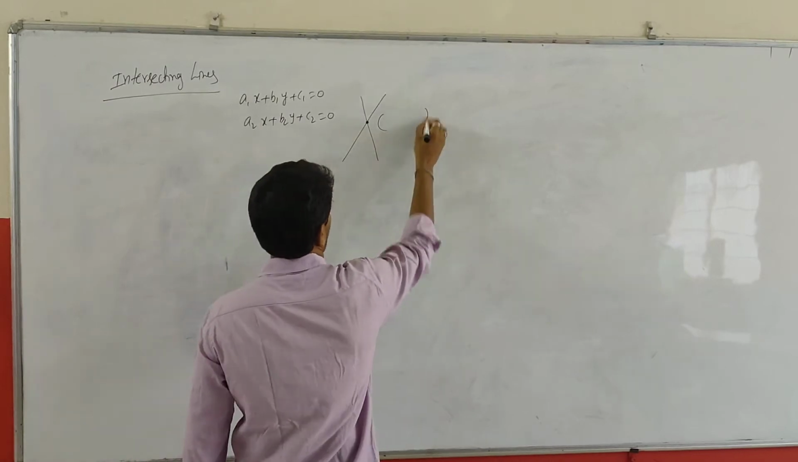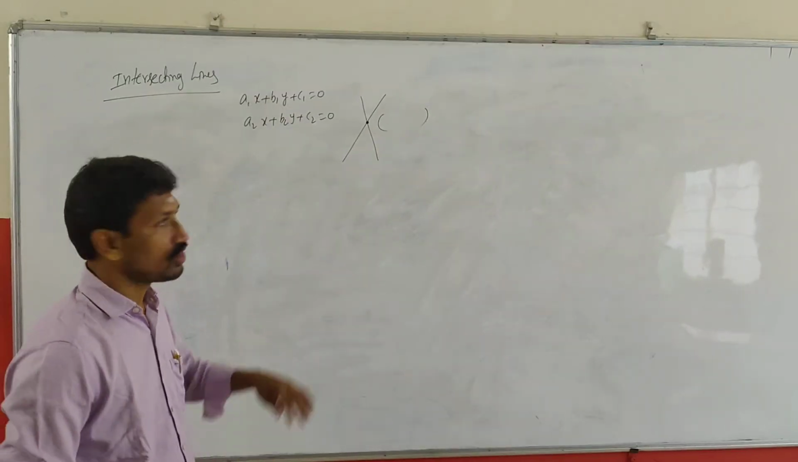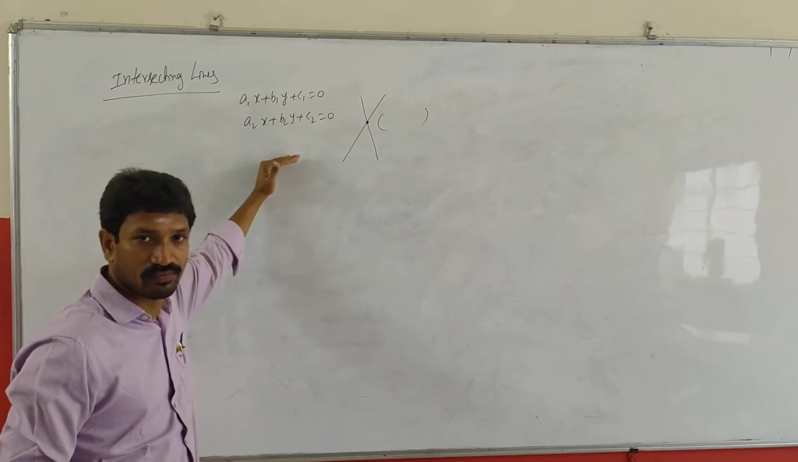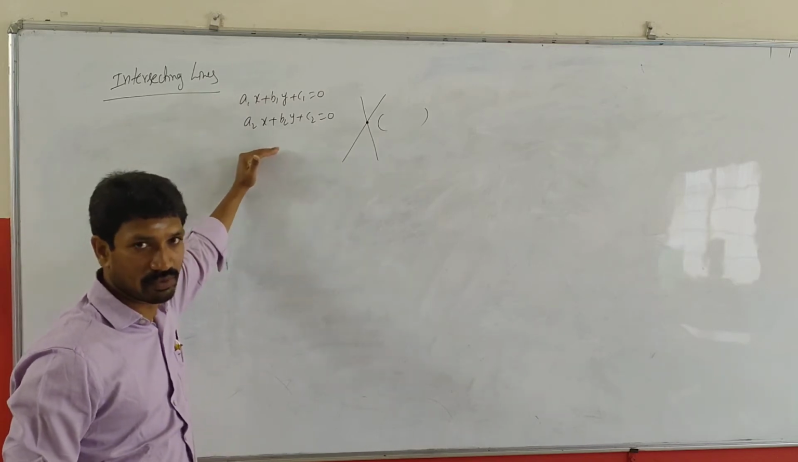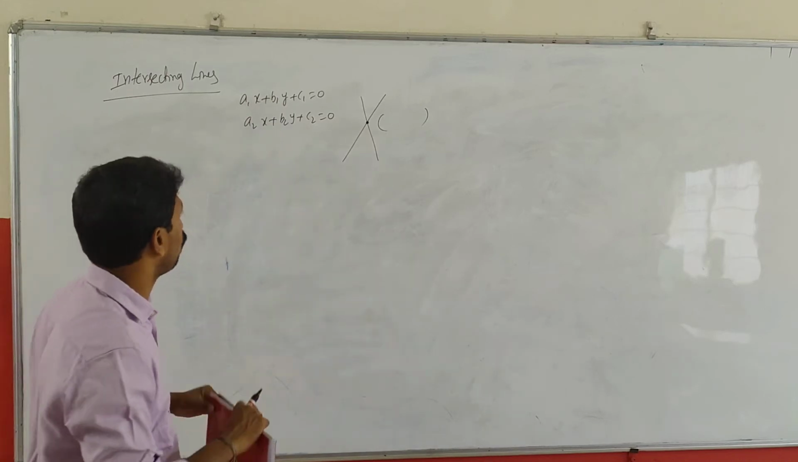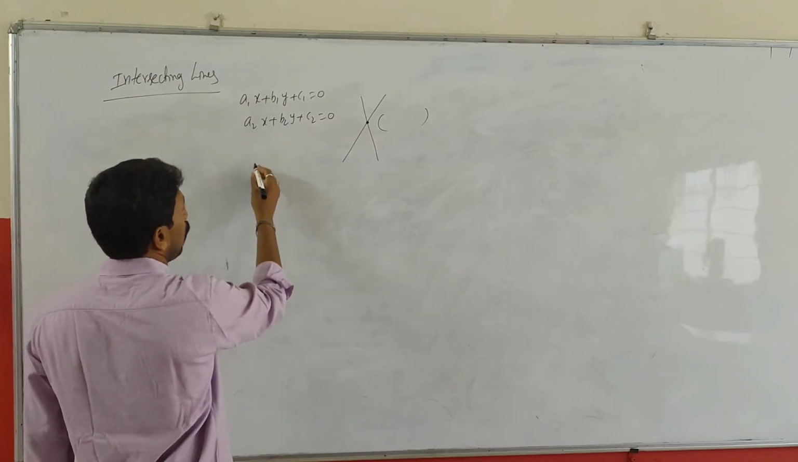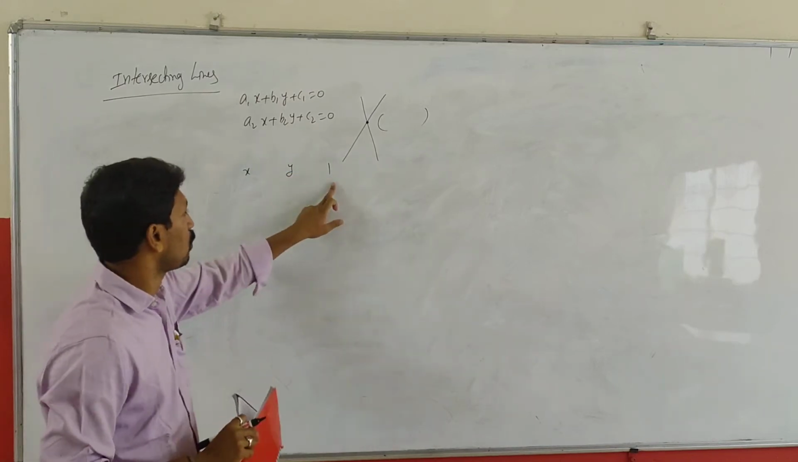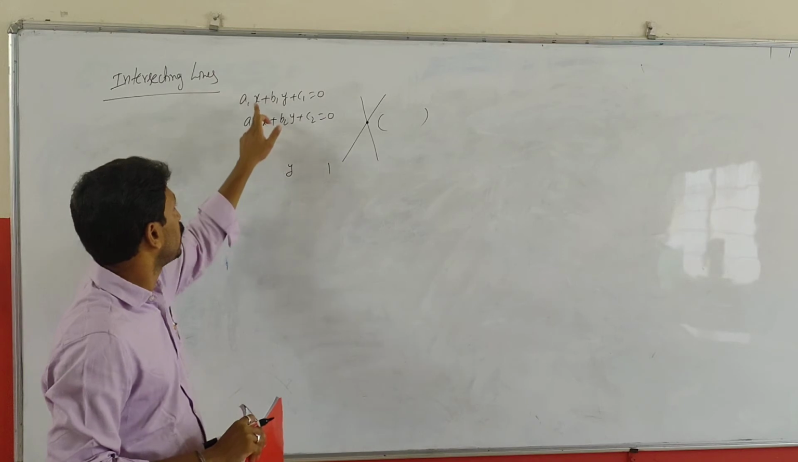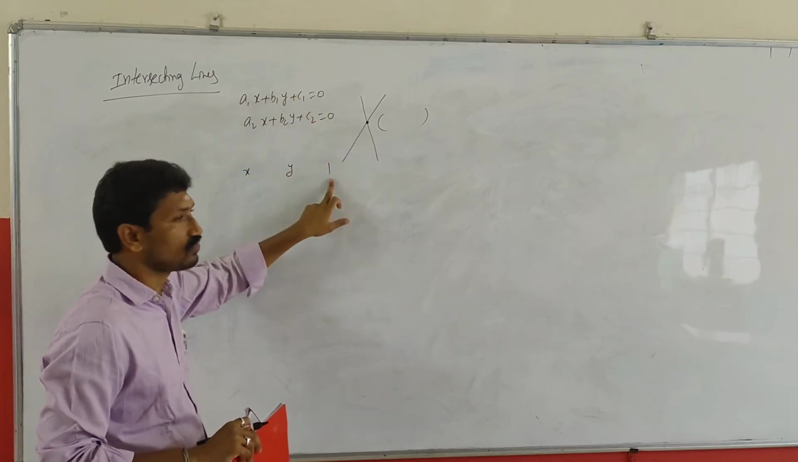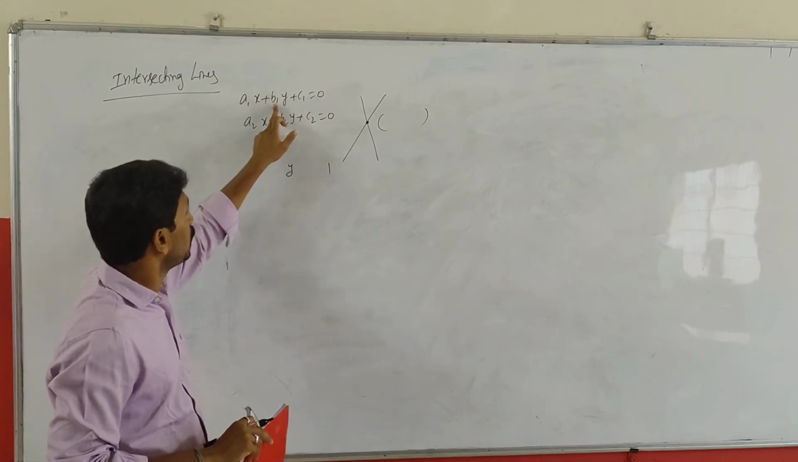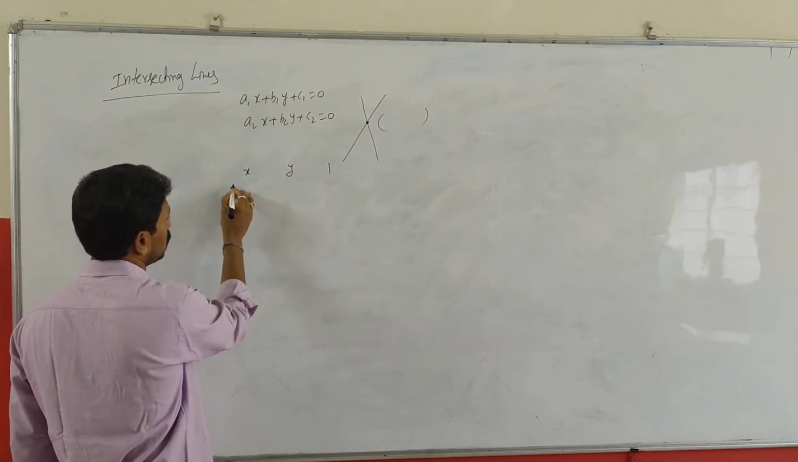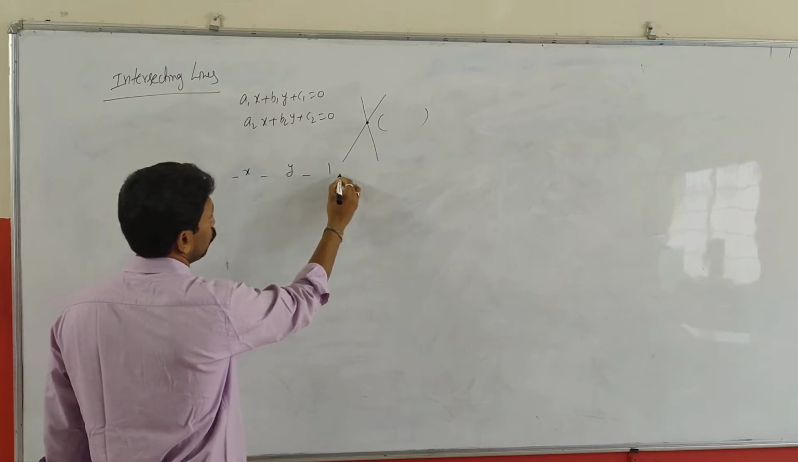How can you find the intersection of two lines? You know this from 10th class. We can use the elimination method, substitution method, or cross multiplication method, whichever you like. If you go for the cross multiplication method, you have to take x, y, 1 for the constants, and start from the coefficient of y.